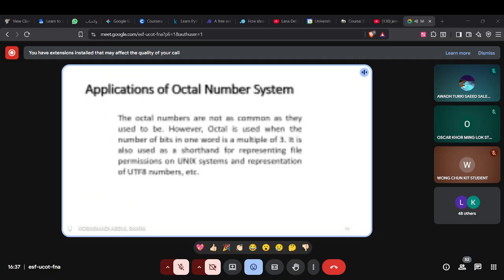Okay, this one is the application of octal numbers. For those in back end for websites and everything, you will understand if using this one. It's okay. This one is nothing here.